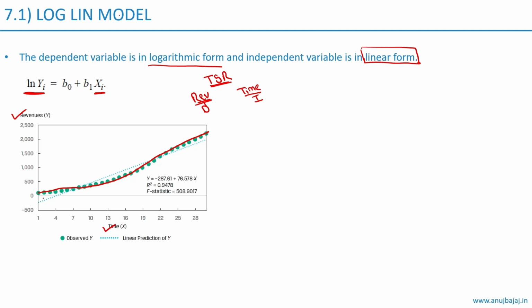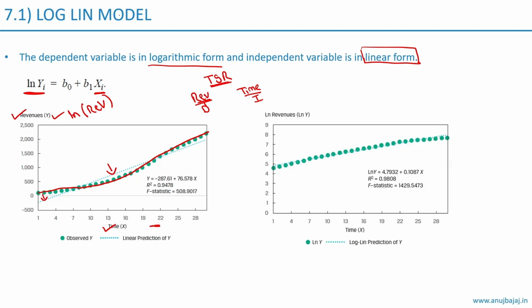The linear relationship underestimates the value at some points and overestimates the dependent variable at some points. So instead of plotting the linear values, we can take the log of the revenues and plot it against time. And this is the scatter plot of the logarithmic value of the dependent variable against time. Here it is clearly visible that the relationship between the transformed dependent variable and the independent variable is a linear relationship. Let us predict the value of the dependent variable using this model and this model.